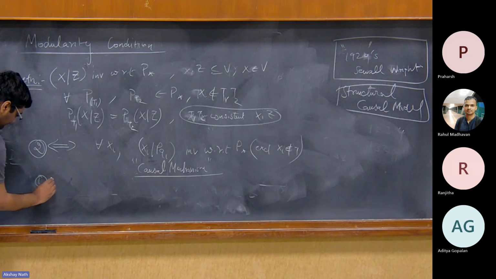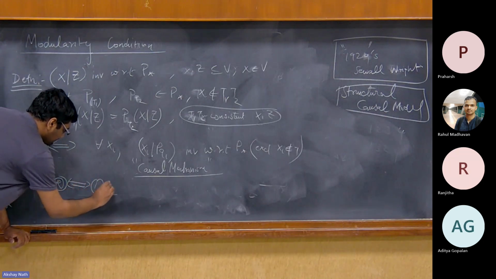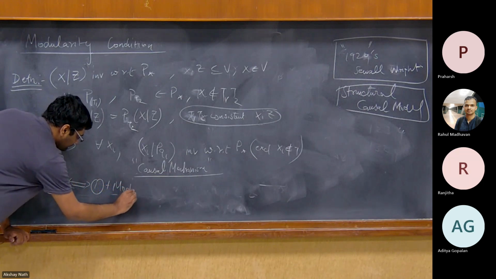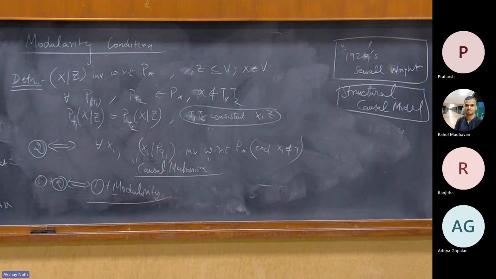1 plus 2, I mean, 2 is redundant, but still 1 plus 2 is equivalent to 1 plus modularity. That's all. If you don't like explicit descriptions, you can define with respect to invariances. That's all of that.